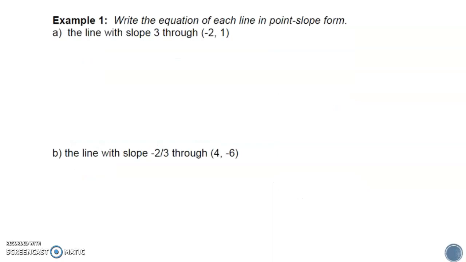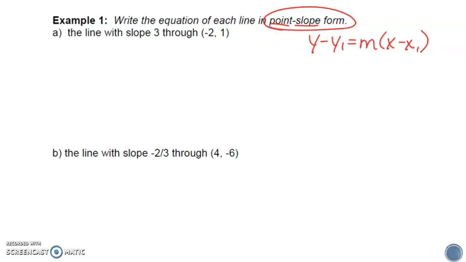So example 1 has two parts. They ask for you to write the equation of each line in point-slope form. And remember that point-slope form on the front of your notes is y minus y1 equals m times x minus x1. For point-slope form, you need a point and a slope.